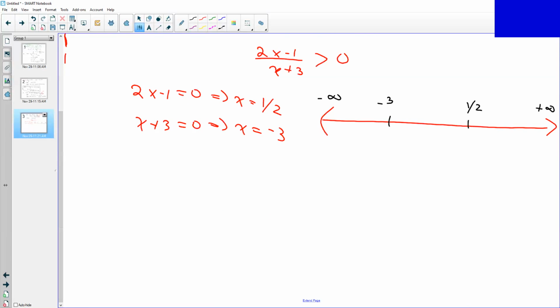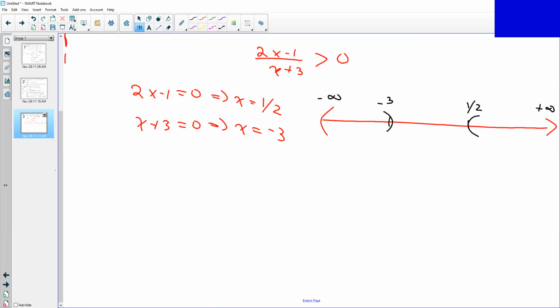So since the inequality is strict, I will not include the number that comes from the top and the number that comes from the bottom. The number that comes from the bottom is never included anyway. But since this is strict, I do not include any of them. So then I will use parentheses for each number. Okay. And now I'm testing it.